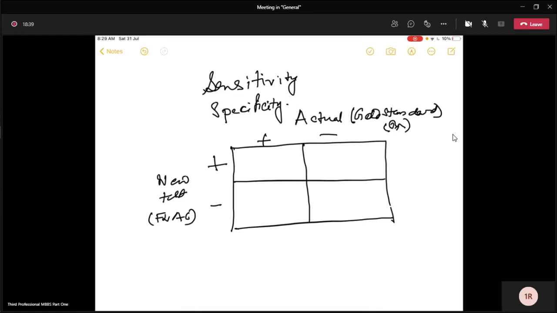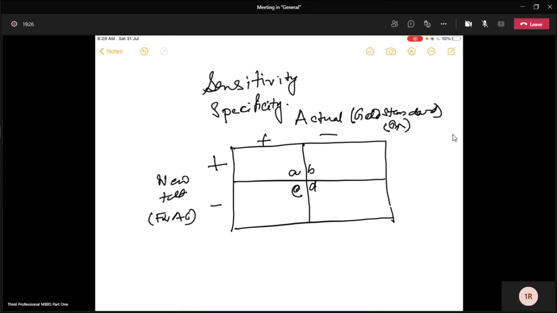So there shall be some people who tested originally positive and in FNAC positive too. Let's name them A. Similarly, B, C, D. The B persons have tested negative in the gold standard test, but positive in the new test. The C persons have tested positive in the gold standard test and negative in the FNAC. And the D persons have tested negative in both.